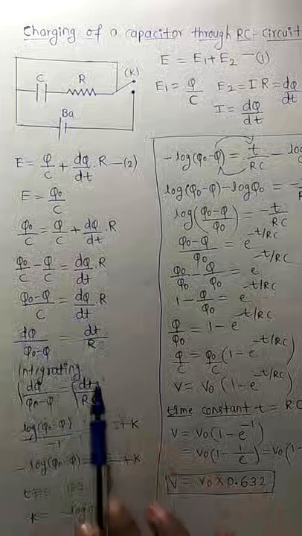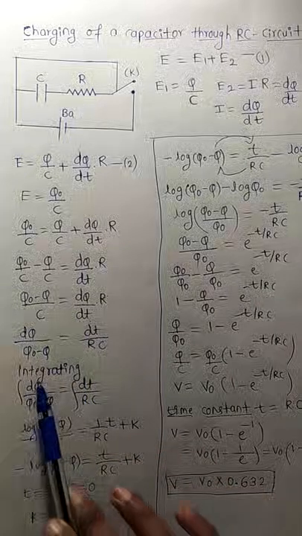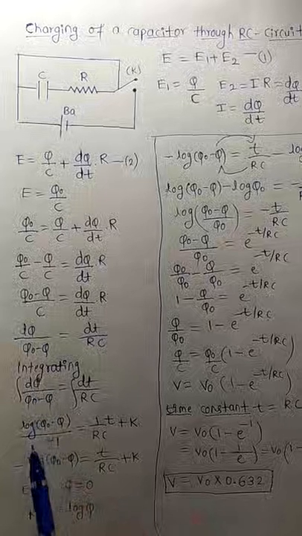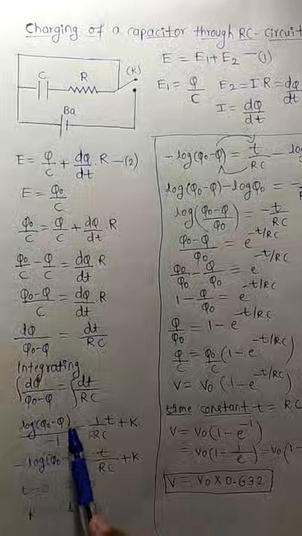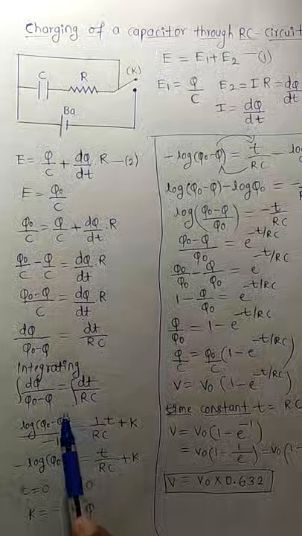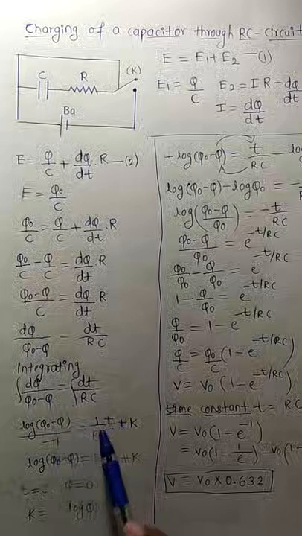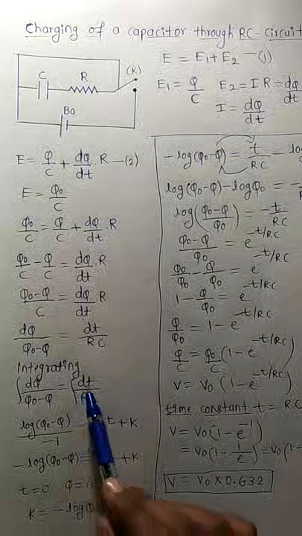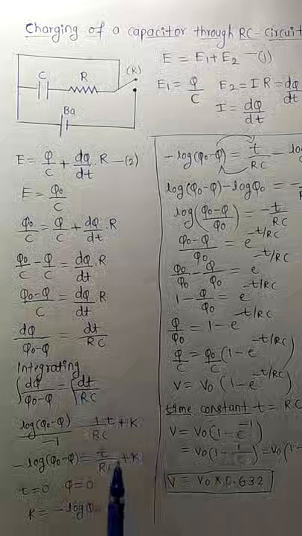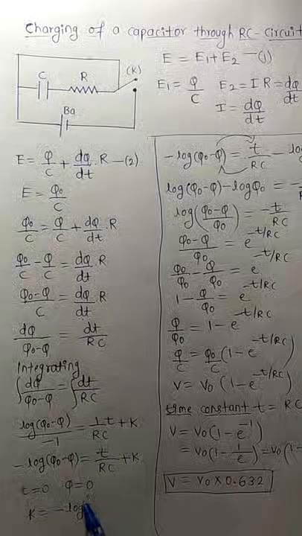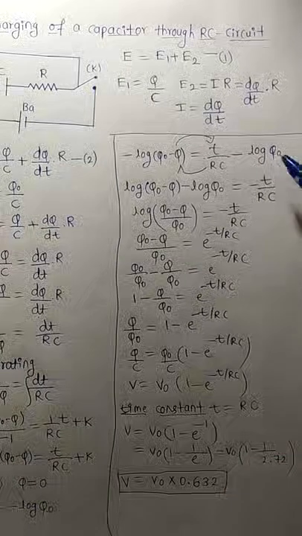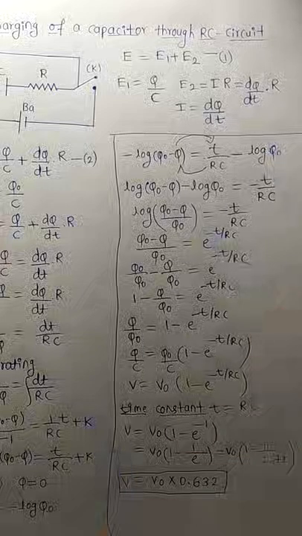For this equation, integrating on both sides, it is like dx by x, so we got log. So log of Q naught minus q, and as it is a chain rule, divided by minus 1 is coming, because the integration of minus q is minus 1, and 1 by RC is constant, integration of dt will be t plus k. Now this k value you should find by substituting t is equal to 0 and q is equal to 0. So we got the k value as minus log Q naught.